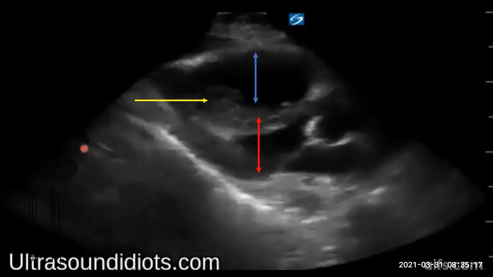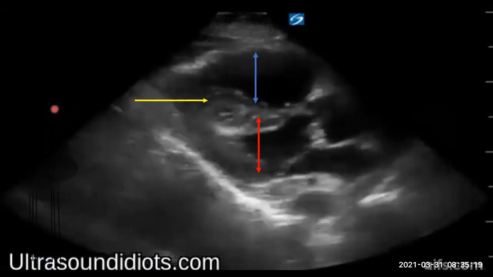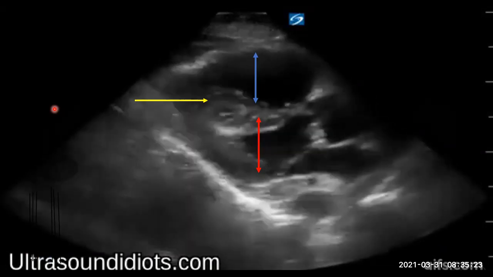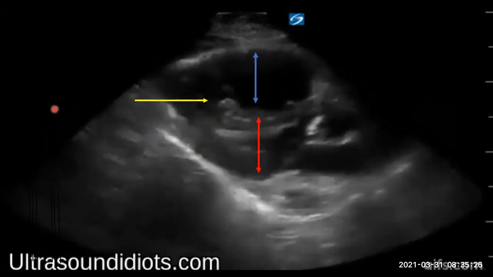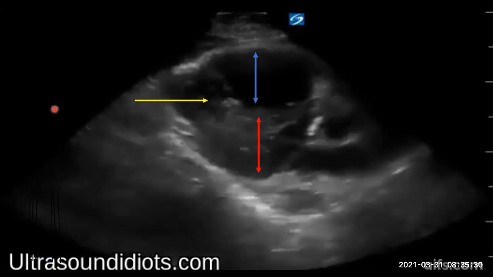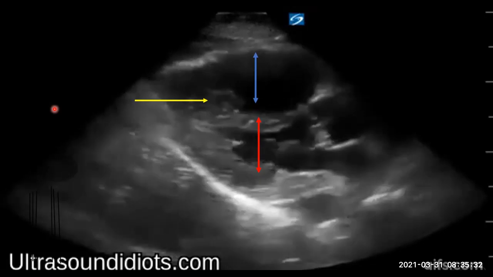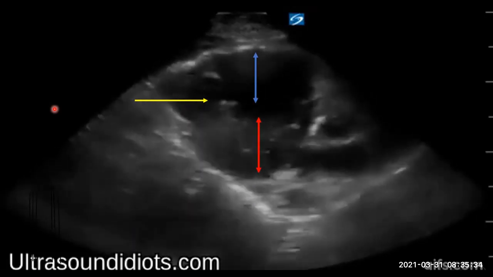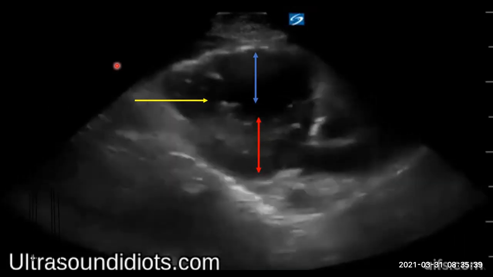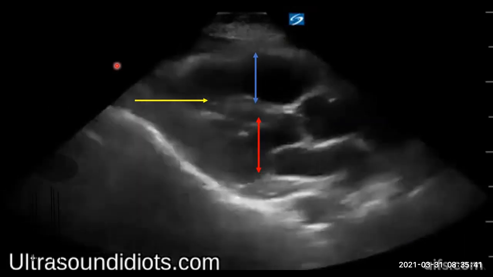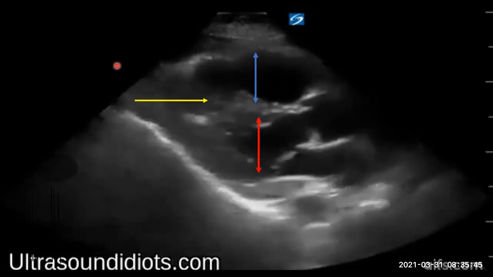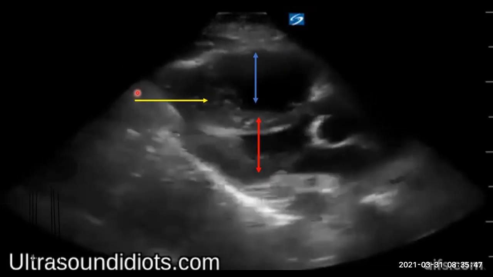Right. So tell me, first of all, what view are we looking at over here? Are we looking at the subxiphoid view or the parasternal long axis? Which do you think? Very good. So this is the parasternal long axis. All right. So we put our probe just next to the sternum. We've pointed our indicator towards the left elbow. All right. So what we are seeing here is the apex of the lung.